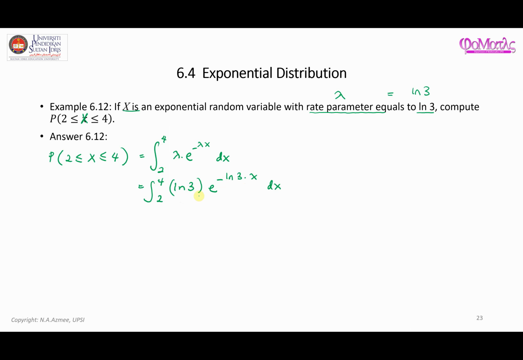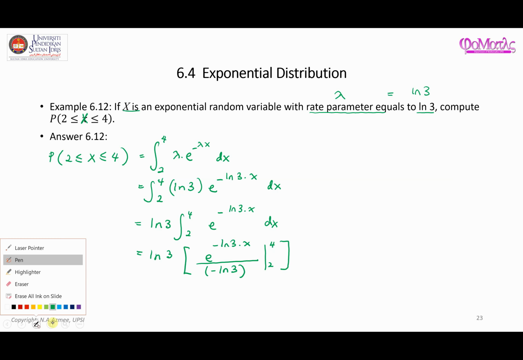And ln 3 is a constant. You can take it out from the integration process, so ln 3 is out. We've got limits 4 and 2, and here we have e to the negative ln 3 times x dx. We know already how to integrate this function. The result is going to be equal to e to the negative ln 3 x, and at the bottom we're going to have negative ln 3, evaluated from 2 to 4.